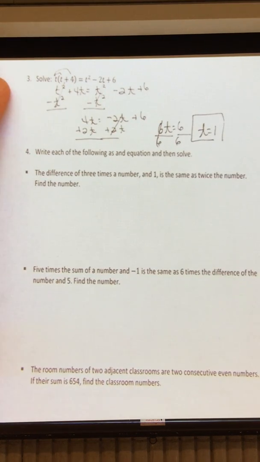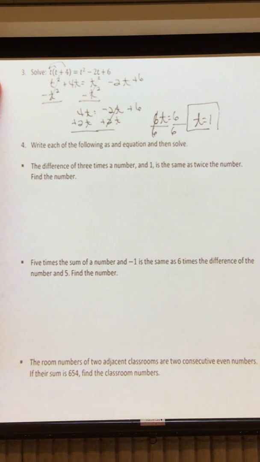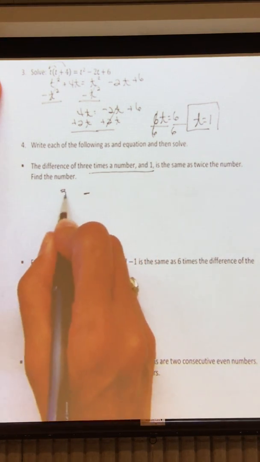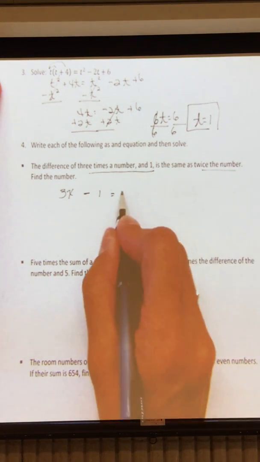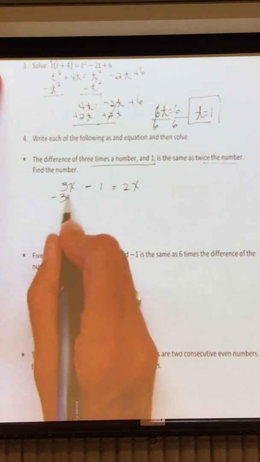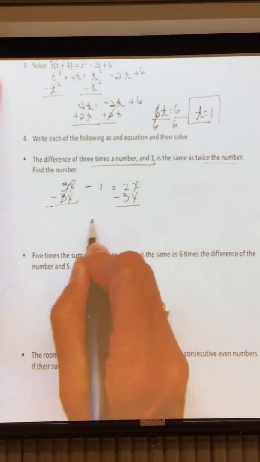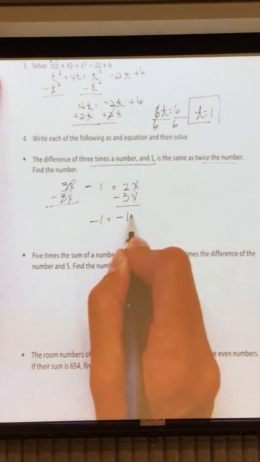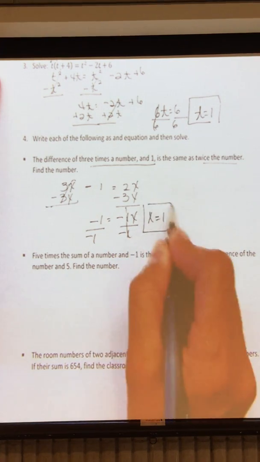Number 4, write each of the following as an equation and then solve. So number 4, the difference of 3 times the number and 1, so the difference is subtraction. So 3 times the number and 1 is the same as twice the number, so 2x. So now let's solve for x, combining like terms. Let's subtract 3x from both sides. Again, you want to get x alone, so negative 1 is equal to 2x minus 3x, which is negative 1x. Divide by negative 1, x is equal to 1.